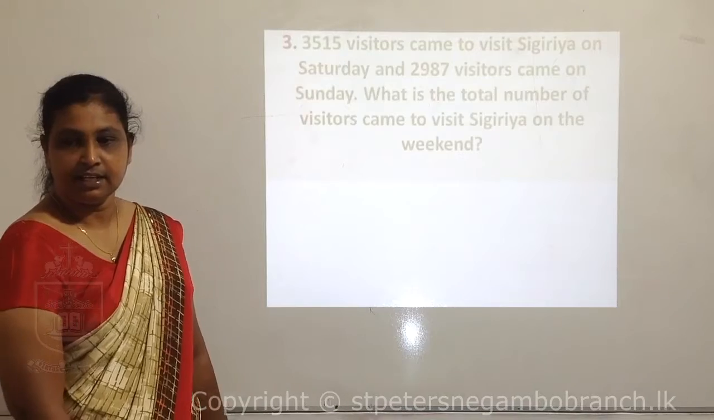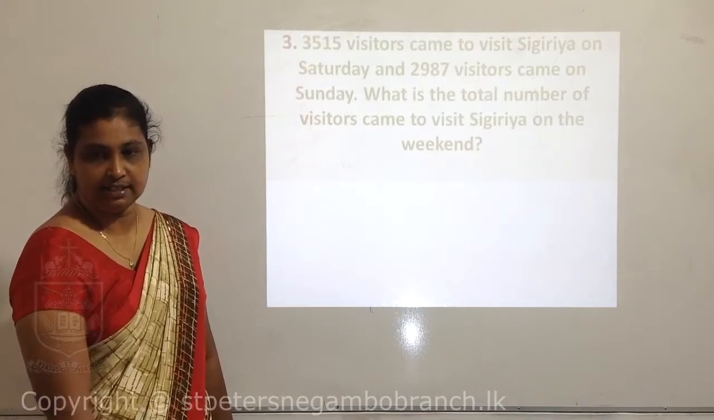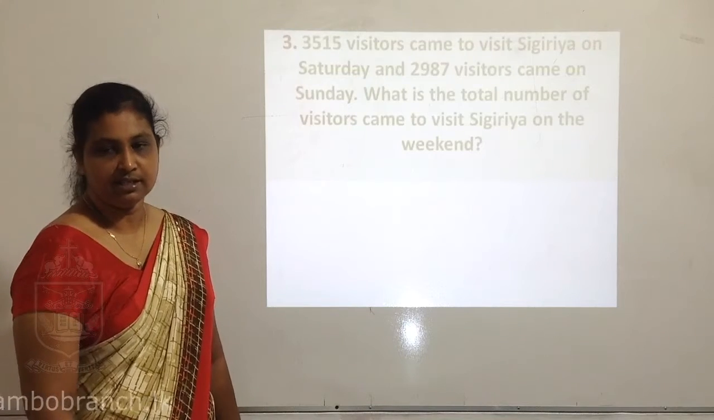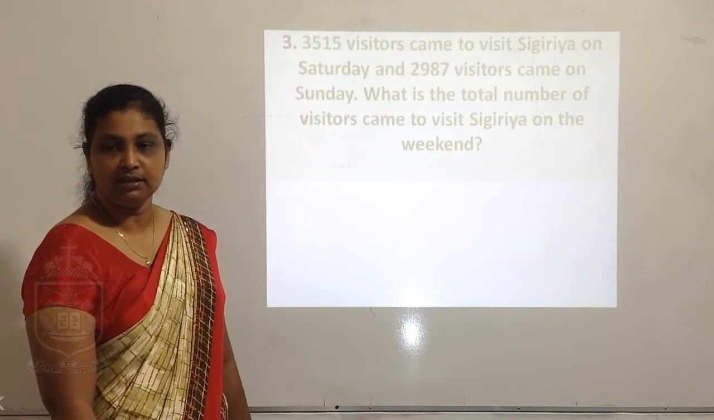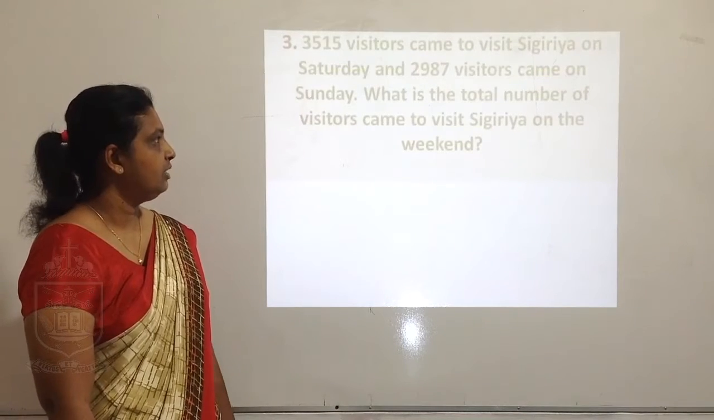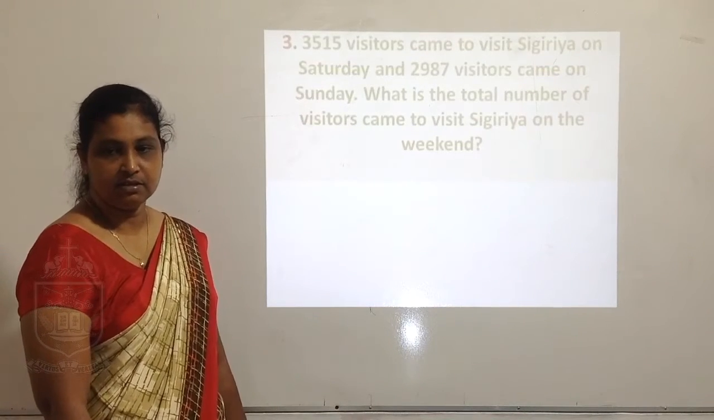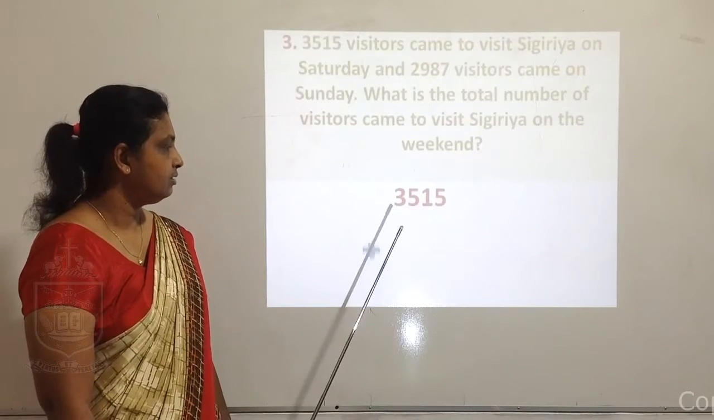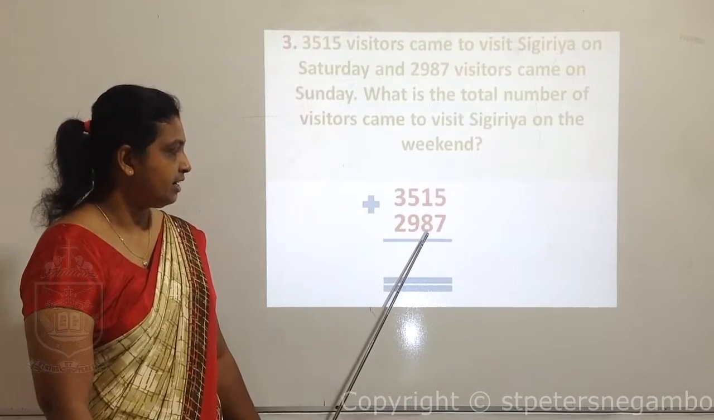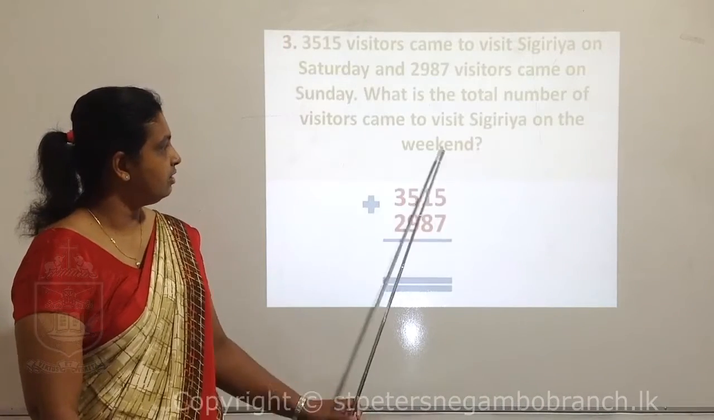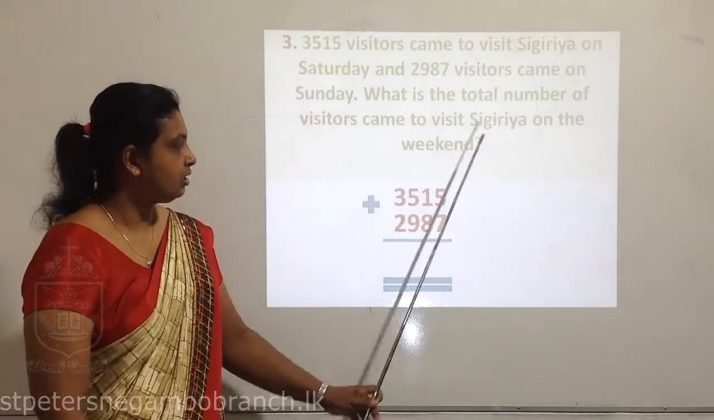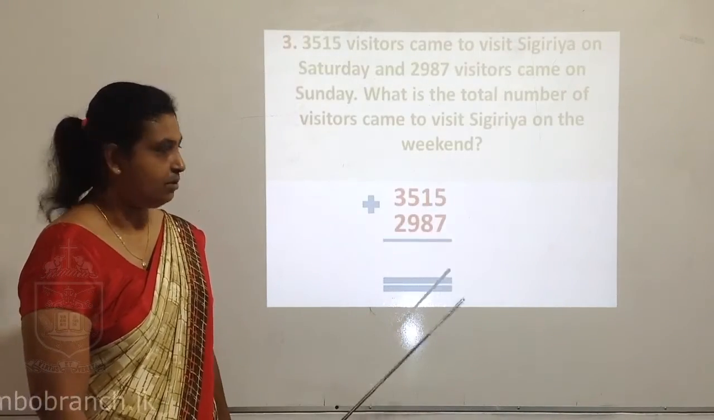Okay, question number 3. 3,515 visitors came to visit Sigiriya on Saturday and 2,987 visitors came on Sunday. What is the total number of visitors who came to visit Sigiriya on the weekend? So there are two numbers. First one, 3,515 and 2,987. So in the question, you are asking the total number of visitors. To get the total, you have to add these two numbers.